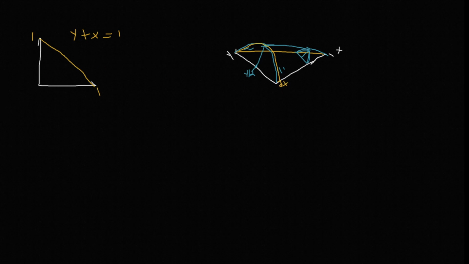So let's calculate this area first. We know that the area of a circle is pi r squared. But this is a semicircle, not a full circle. We're just looking at one side, so we're going to say pi r squared over 2. But again, the radius is y by 2.